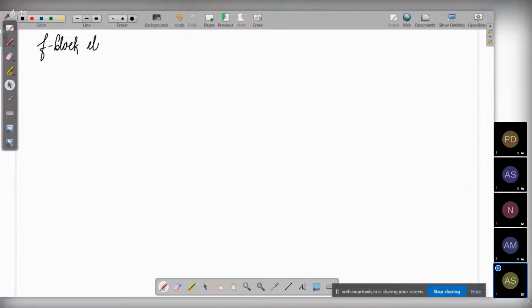F block element. So what are the F block elements? The F block element consists of the lanthanides and the actinides. The F block element consists of lanthanides and actinides.